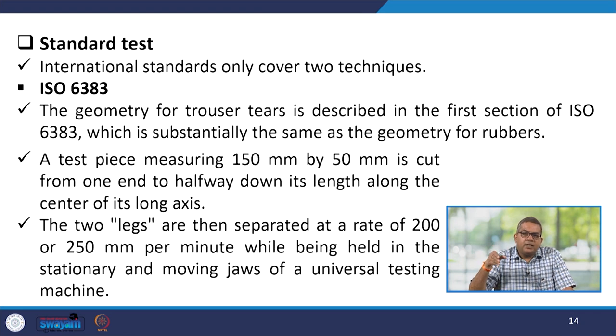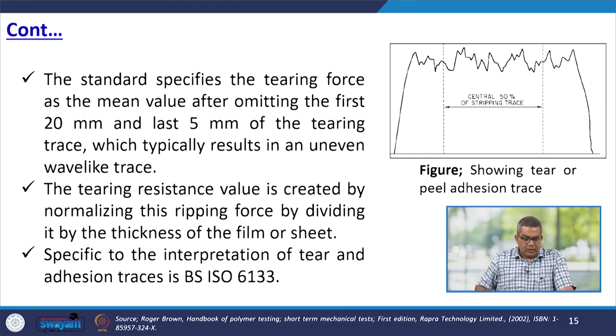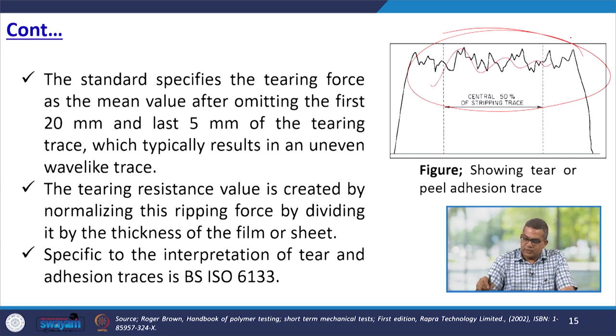The two legs are then separated at a rate of 200 or 250 mm per minute while being held in the stationary and moving jaws of a Universal Testing Machine, or UTM. The standard specifies the tearing force as the mean value after omitting the first 20 mm and last 5 mm of the tearing trace, which typically results in an uneven wave-like trace like this. This is the wavy structure.